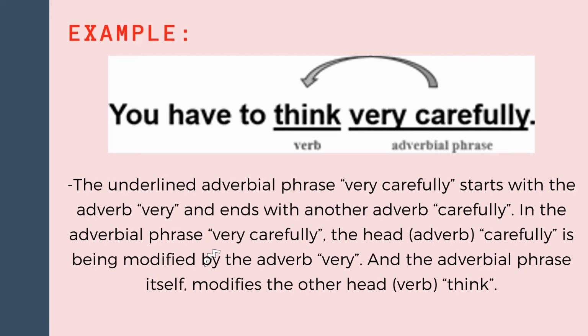The underlined adverbial phrase very carefully starts with the adverb very and ends with another adverb carefully. In the adverbial phrase very carefully, the head or the adverb carefully is being modified by another adverb very, and the adverbial phrase itself modifies the other head or the verb think.